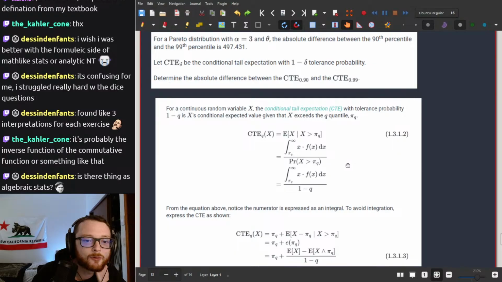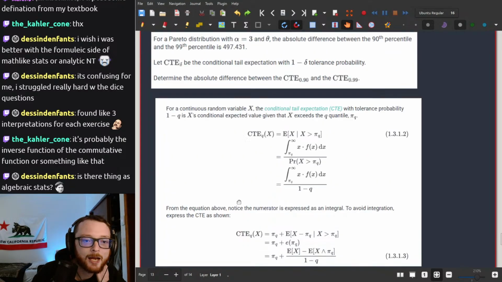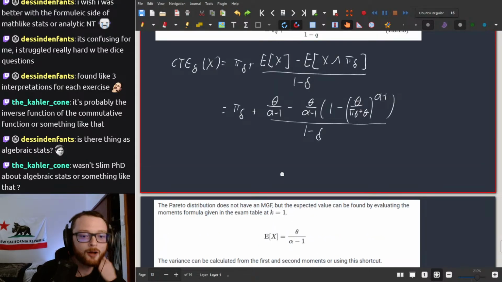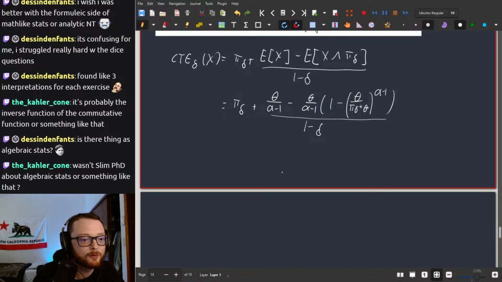Absolute difference. So how... I'm confused. If delta is arbitrary, how do we specifically get the 90th and 99th? Well, okay, never mind, I know how. We just let delta equal 0.9 and 0.99. Oh yeah, okay, I think we're just plugging numbers in.